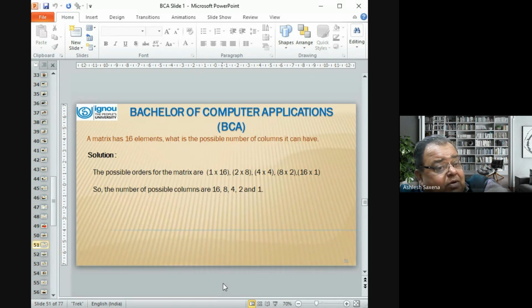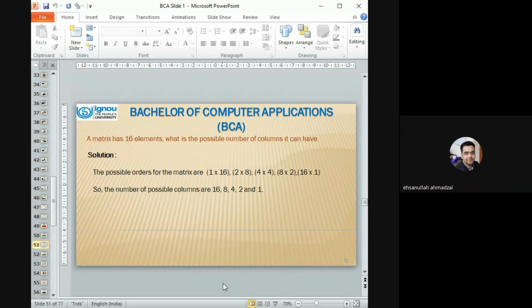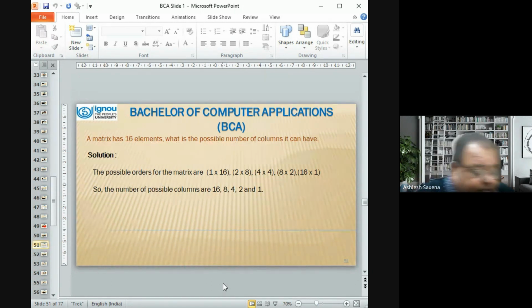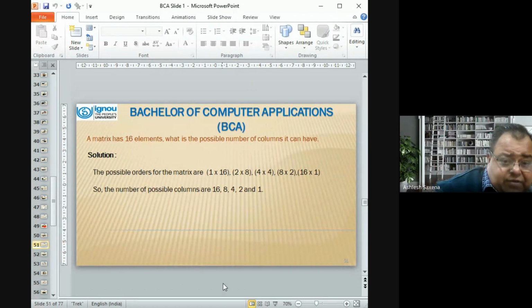As I told you, m by n means the first number is the row and the second number is the column. The first character is 1, so it is a row matrix. What can we form if 16 elements are there? Is that correct to everyone, or does somebody have a different opinion about it?